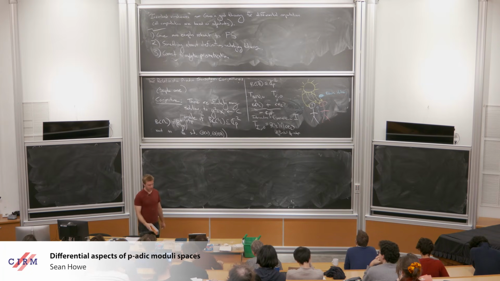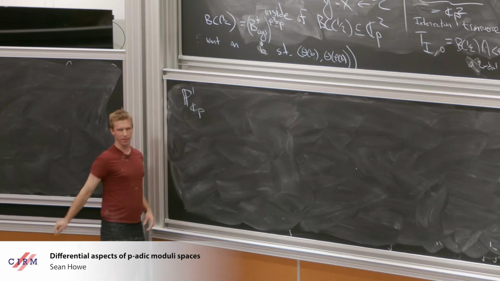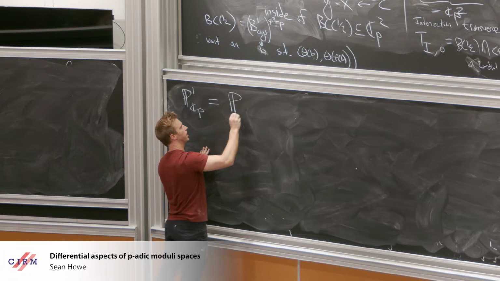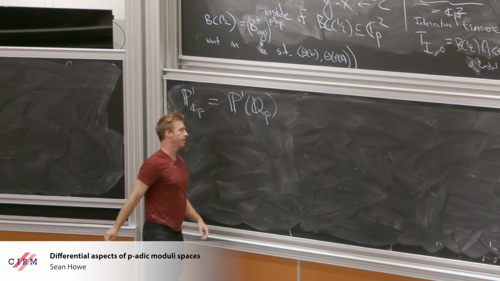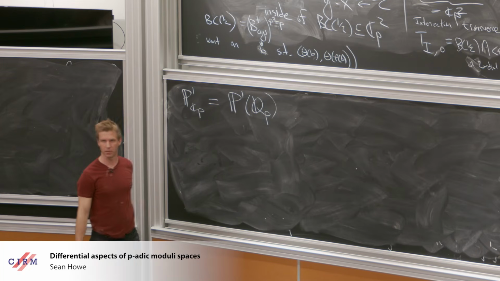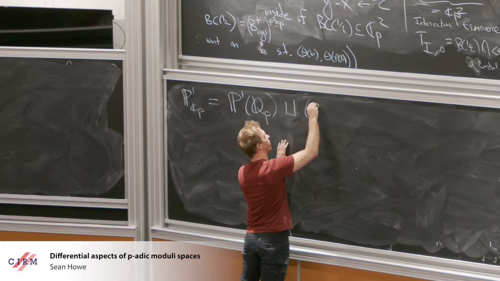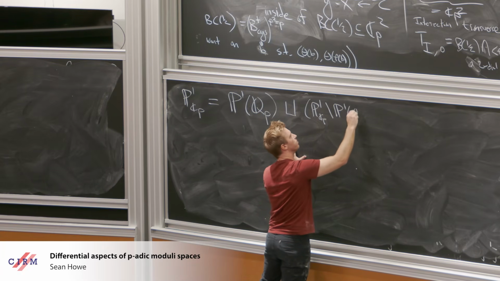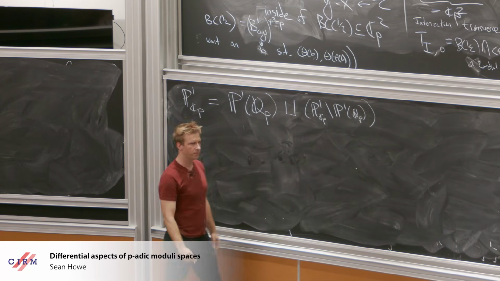Okay, so let me look at a projective line over CP. So this space can be decomposed. It sort of has a nice stratification. One part of this stratification is the QP points of the projective line. The other part of the stratification is just their complement, which is the Drinfeld upper half plane. And it's really just an open subset of P1 of CP.